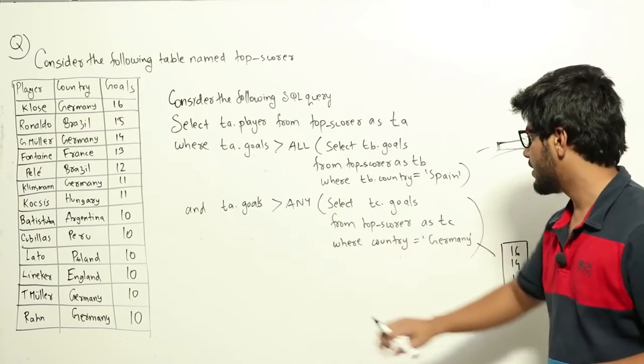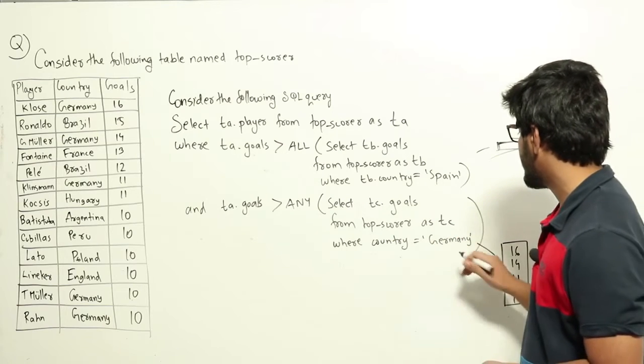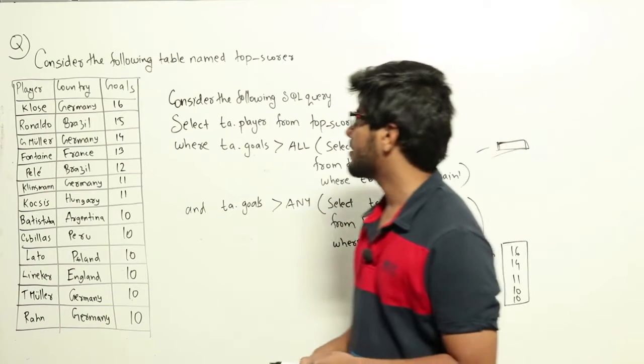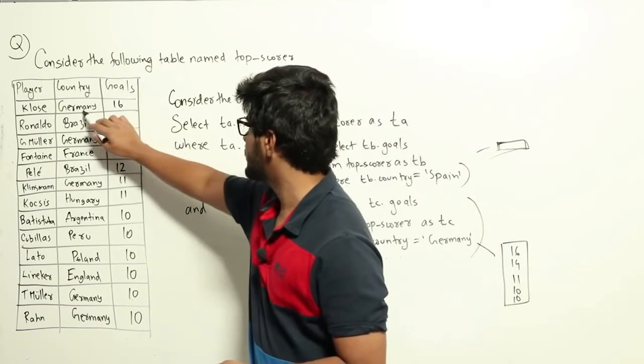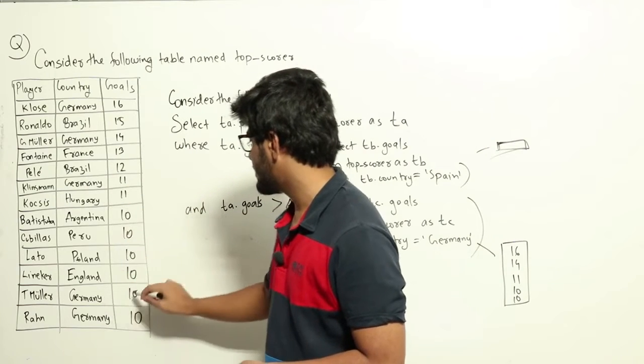Now let's look at this query. Select tc.goals from top scorer as tc, where country equal to Germany. This is returning the goals of players having country as Germany. So this will return Germany is here 16, 14, 11 and 2 more Germany is here 10, 10.